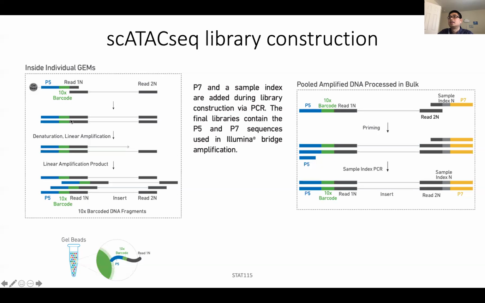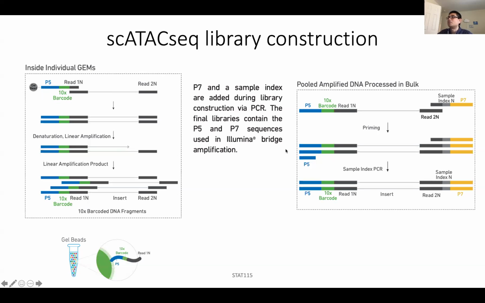So after the first PCR, the DNA polymerase will extend the DNA from 5' to 3', right? So you extend from here, and then you extend from 5' to 3' in the reverse strand. So this is what you get.